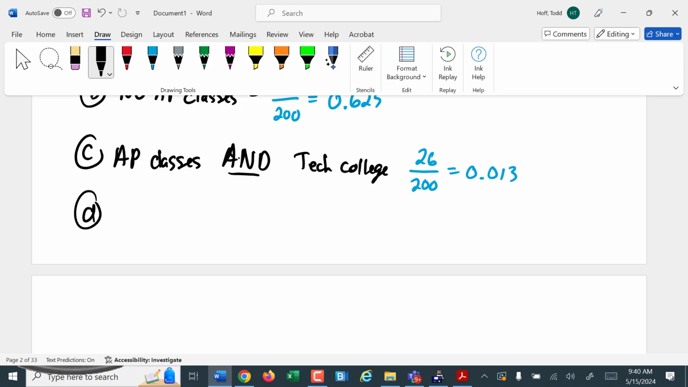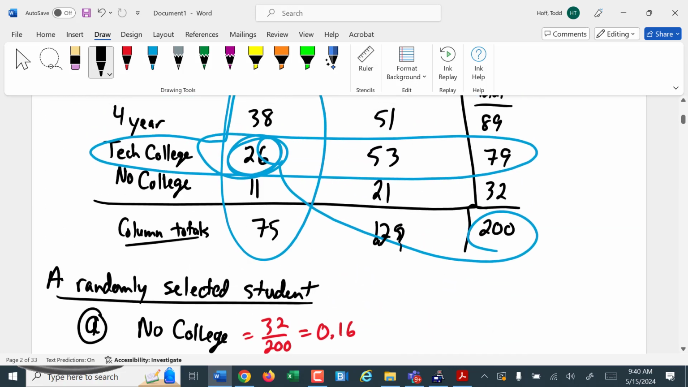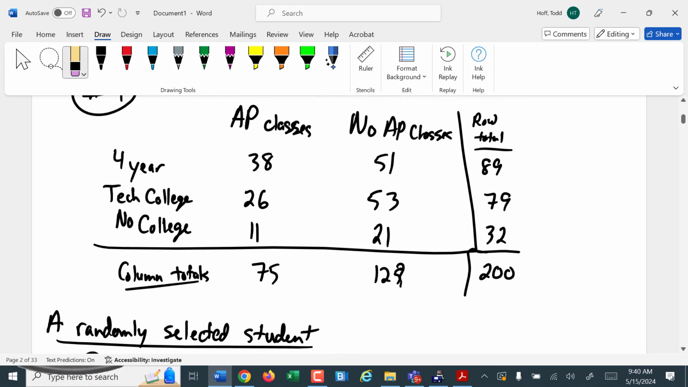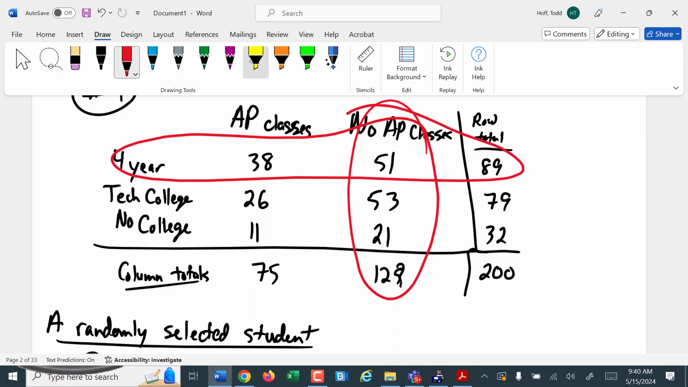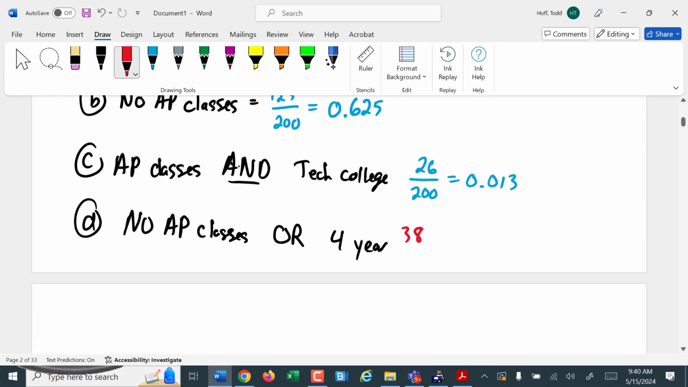What is the probability that it was either no AP classes or went to a four-year college? Let's see if we get that. So no AP or four-year college. So here's the no AP classes here. Here's the four-year college. We want to add these numbers. Now, we don't want the totals. We want those numbers in there. So we got 38, 51, 53, and 21. And that's still going to be out of 200 because the grand total is still the 200.